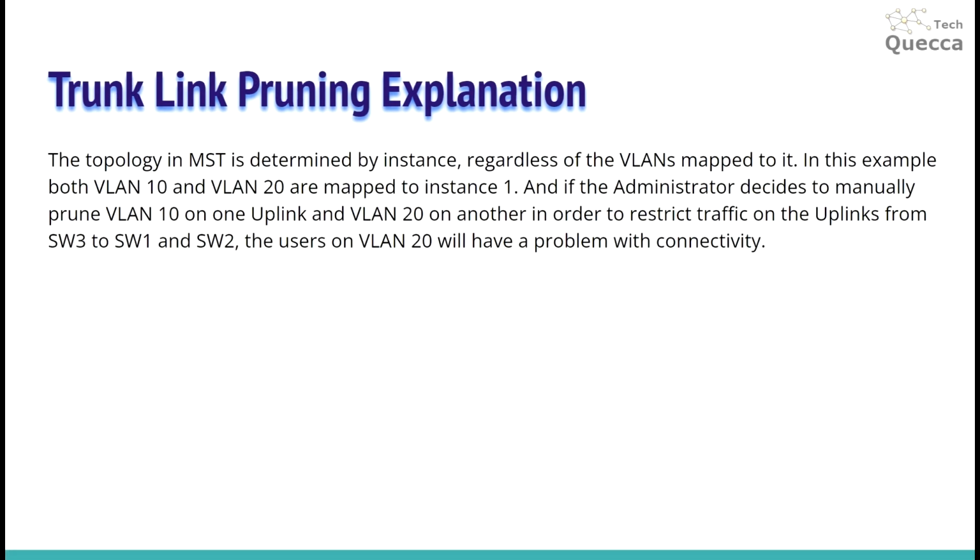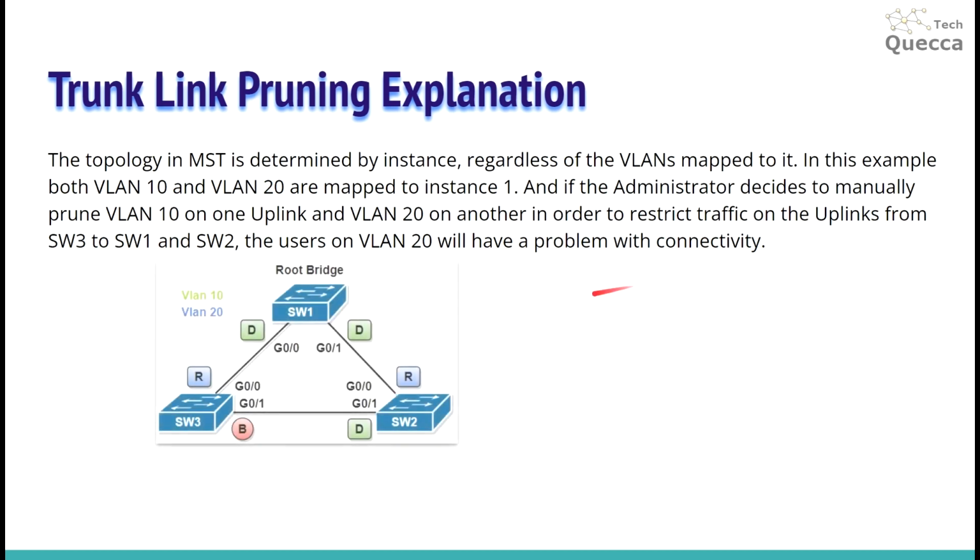The topology in MST is determined by the instance, regardless of the VLANs mapped to it. In this example, both VLAN 10 and 20 are mapped to instance 1. If the administrator decides to manually prune VLAN 10 on one uplink and VLAN 20 on another uplink, in order to restrict traffic on the uplinks from SW3 to SW1 and SW2, the users on VLAN 20 will have a problem with connectivity.